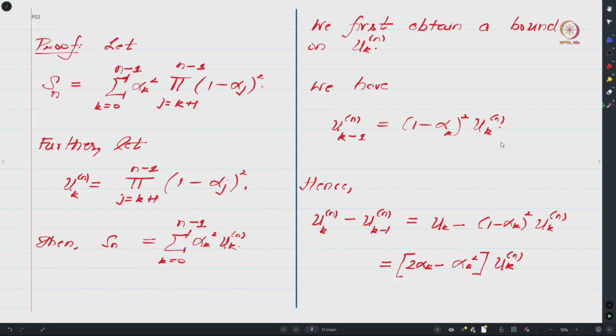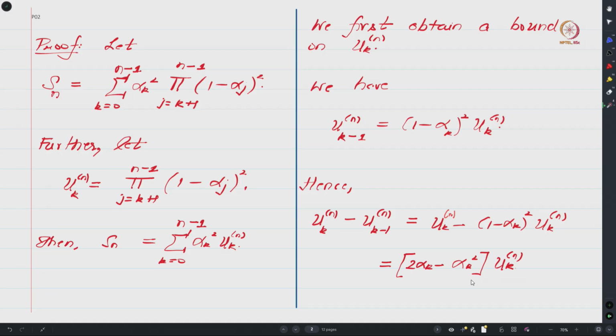So from this I hope you agree that if I take the difference between ukn and uk minus 1n, so I should add superscript n here, we would end up with this expression as is, and this expression is 1 minus alpha k the whole square times ukn. Hence if I pull out ukn as common, I will be left with 1 minus 1 minus alpha k the whole square, which leads to the expression that I have here, which is 2 alpha k minus alpha k square. Is this okay?